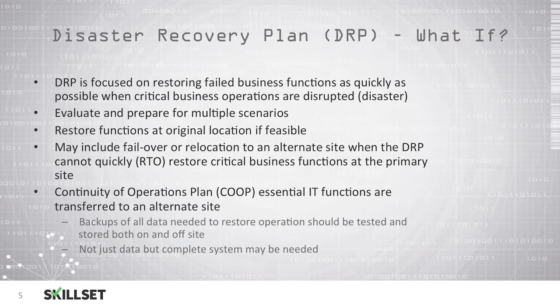Remember that you may not need just the data, you may need a complete system. You may need to have servers in place at your alternate site that you can boot up and get up and running when an incident occurs, and to be able to restore the data to. For the CISSP examination, you should remember that the disaster recovery plan focuses on maintaining your business operations, and that could be at your original location, and the continuity of operations plan, or COOP plan, still works to restore your business functions, but it involves taking those business functions to an alternate site.